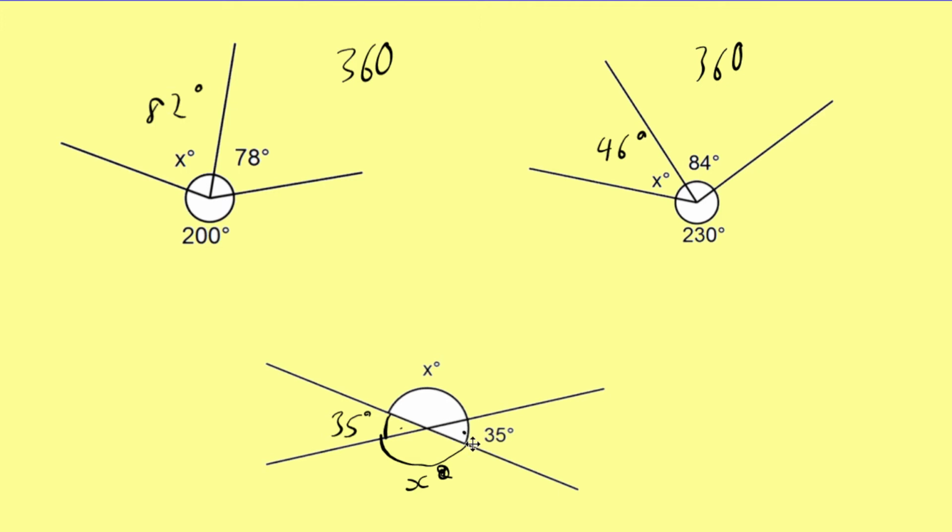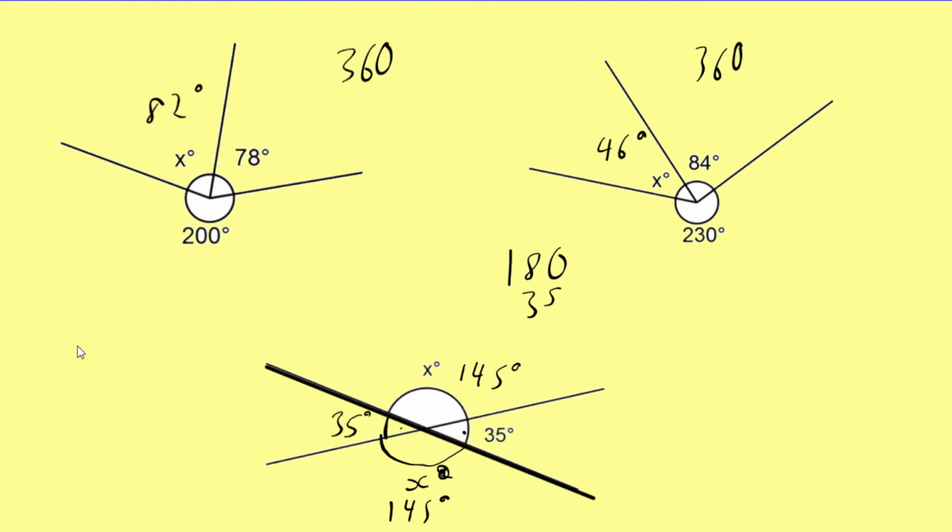Okay? So we've still got angles on a straight line here. If you ignore this part underneath the line, we've still got a straight line that we could put our protractor on. So that's 180 altogether. And we're just going to take 180 and take 35 from it. And that is 145. So x here is 145. So this number would also be 145 as well.